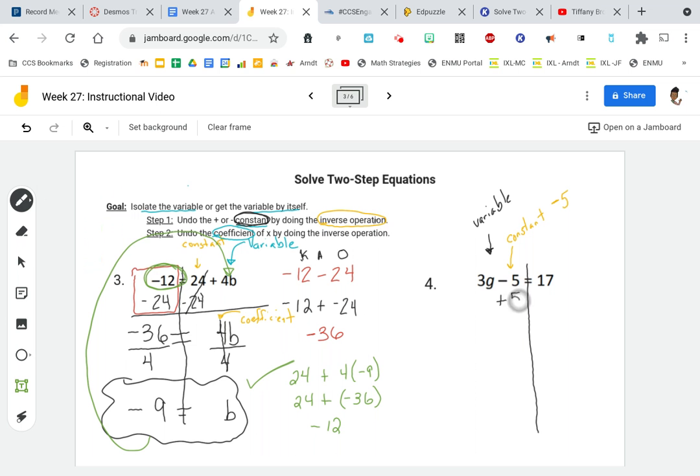But remember, an equation is like a balance or a seesaw. If 5 kids jump on one side of our seesaw, then 5 kids better jump on the other side, or else we're going to have some issues. So let me see what I have now. I'm going to bring down the 3g because I did not do anything with it. A negative 5 plus 5 is 0, which is nothing. And that's what I'm going to write, nothing. And then 17 plus 5 is 22.